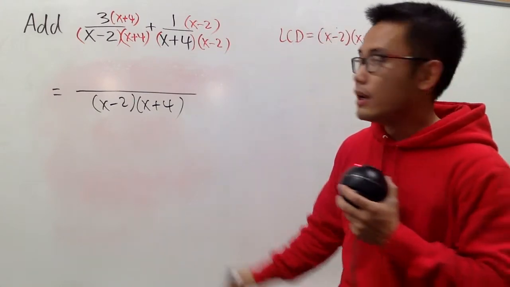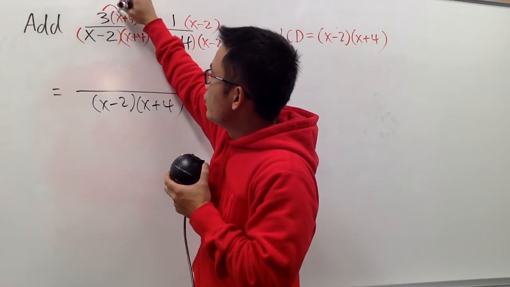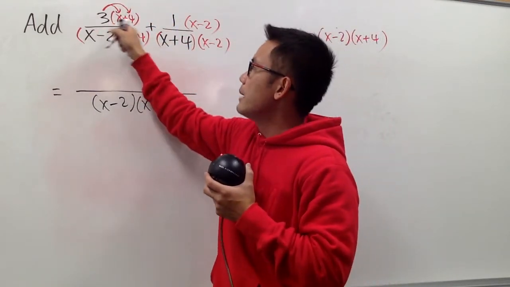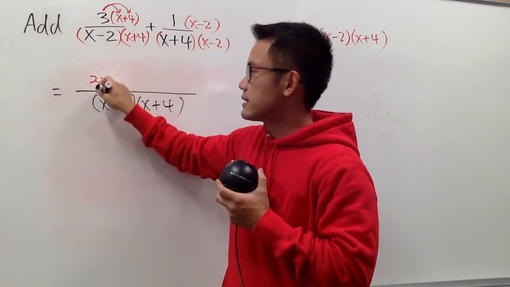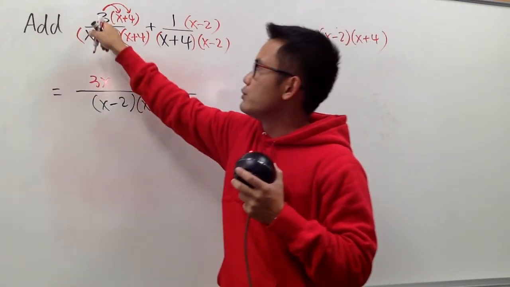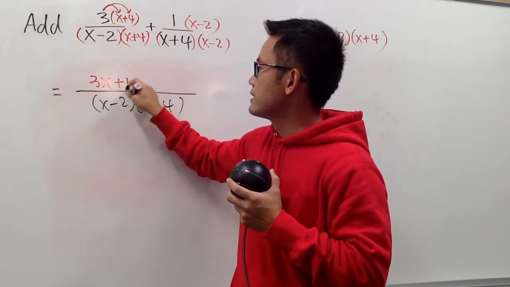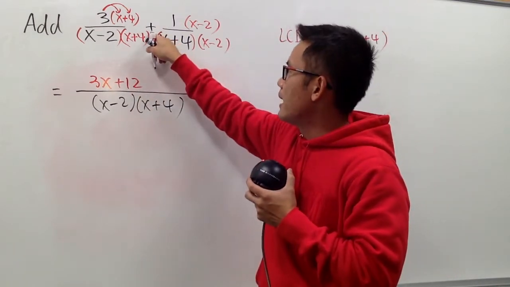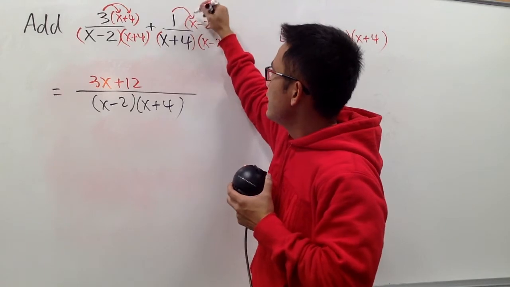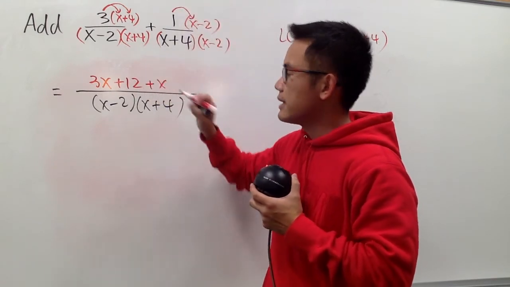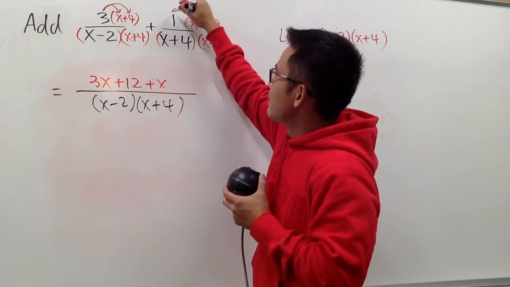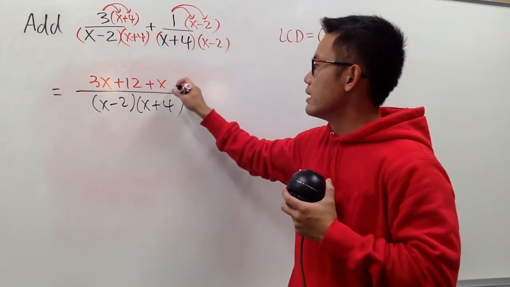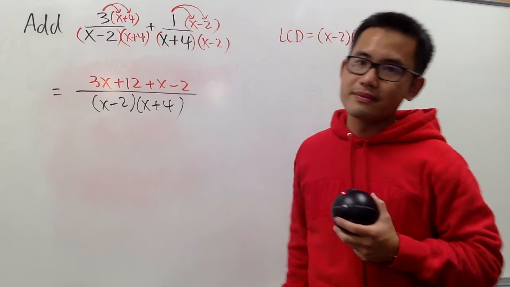And then for the top, as we can see, we have the 3. We have to distribute the 3 into the parentheses, and we will have 3 times x, that's 3x. And next, we have 3 times 4, that's going to be plus 12, okay? And we continue. We take positive 1 times x, that's going to be plus x. And one more, positive 1 times negative 2, that will give us negative 2, like that.